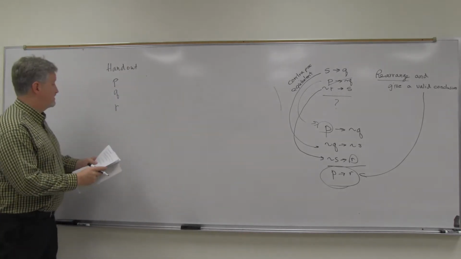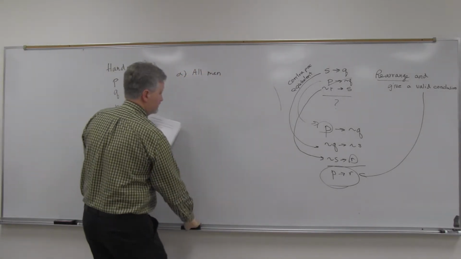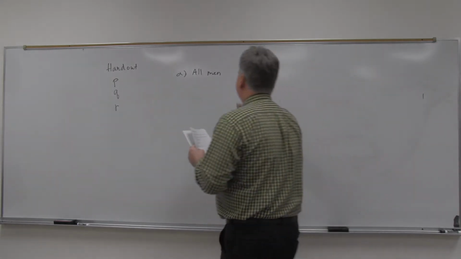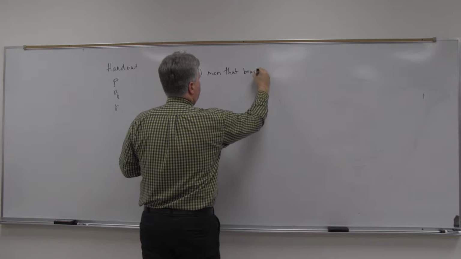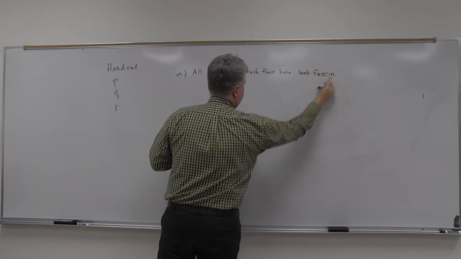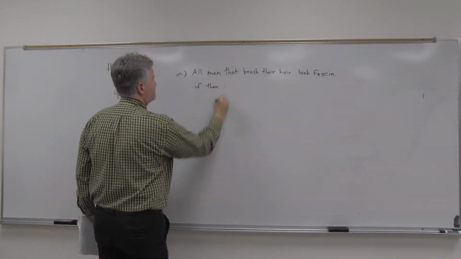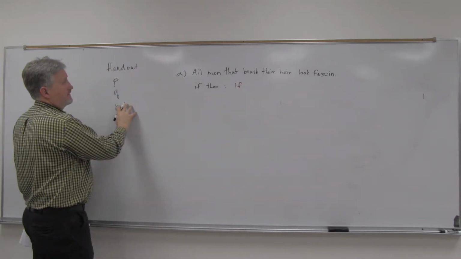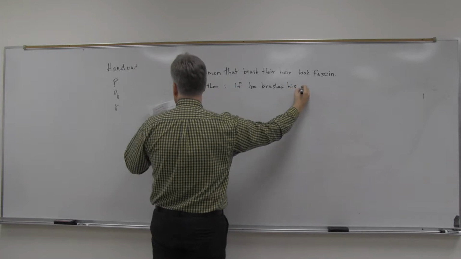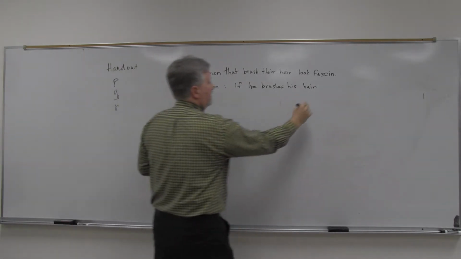So here's the thing. A is all men that brush their hair look fascinating. Okay, so what I want you to do here is write that in if-then form. Well, if-then form of that is, using these statements, if he brushes his hair, which one is that? Q. That's our Q statement. He brushes his hair is a Q statement. Then he looks fascinating.